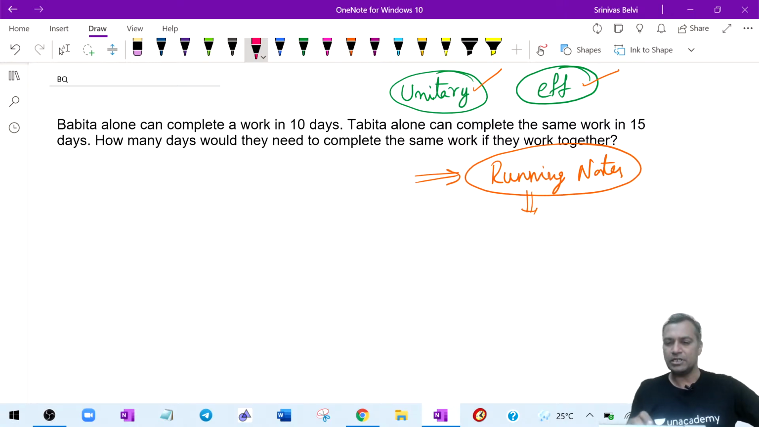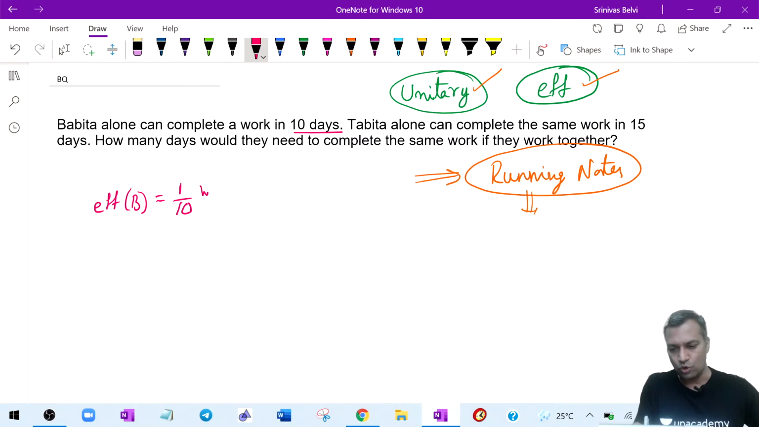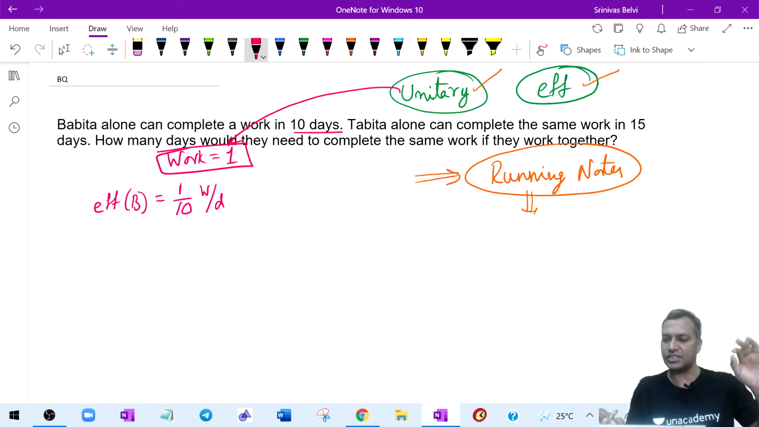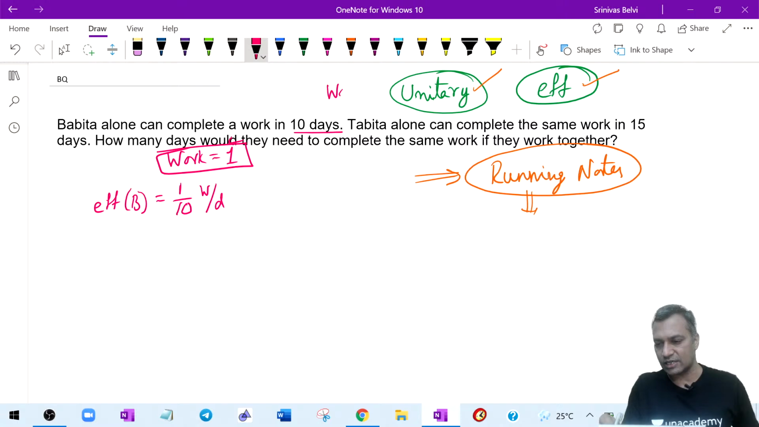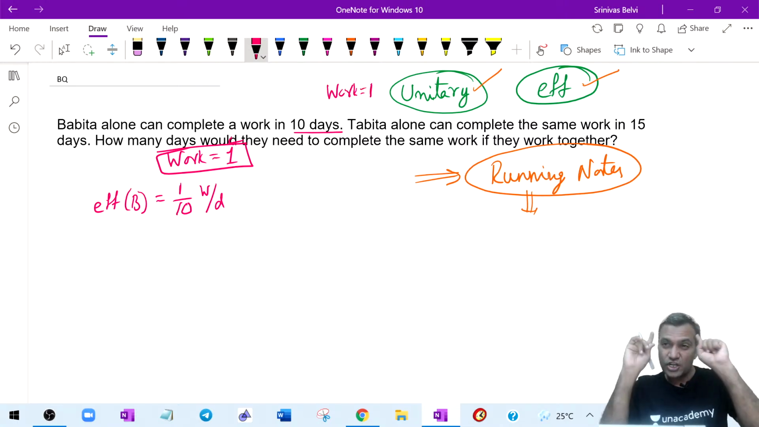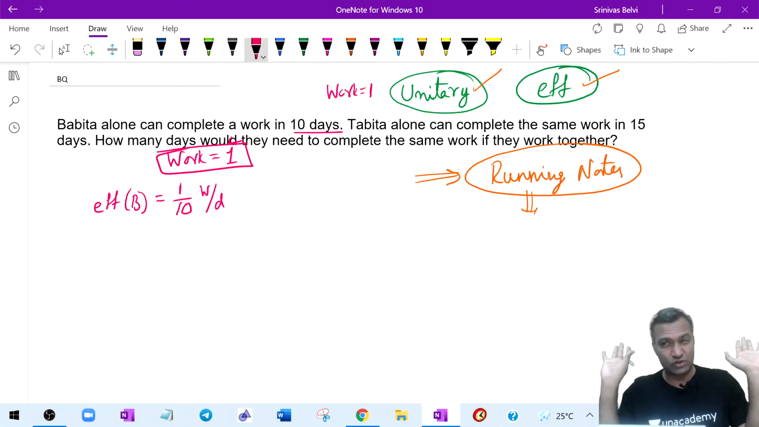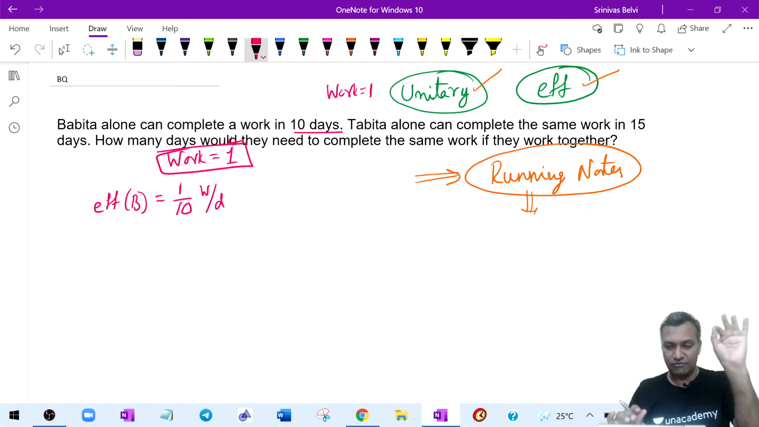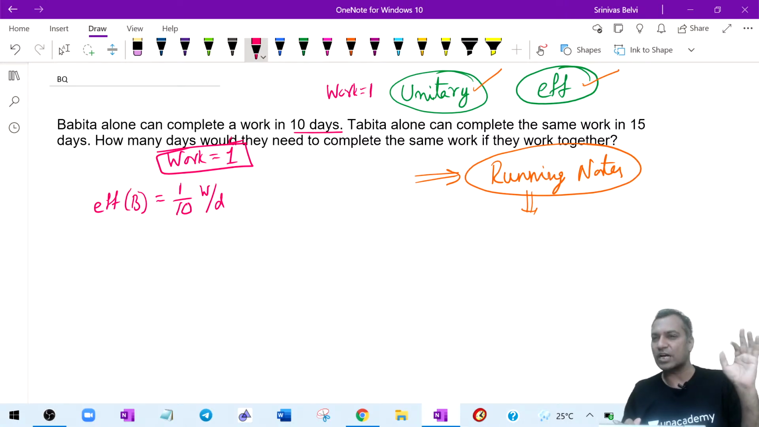Babita alone can complete a work in 10 days, which means to complete the full work in 10 days. If you want to write the efficiency of Babita, you write it as 1 by 10 work per day, provided you take the work as equal to 1 full work. This is called the unitary method. As the name suggests, unitary method means work is equal to 1. But what you write is always efficiency. That's all your high school teacher said. Nothing beyond this. Efficiency of Babita is 1 by 10th work per day.